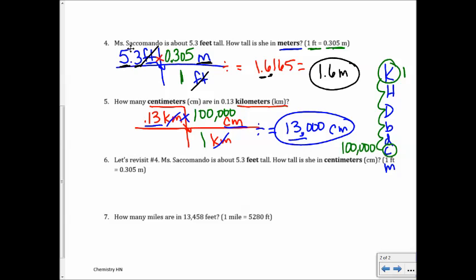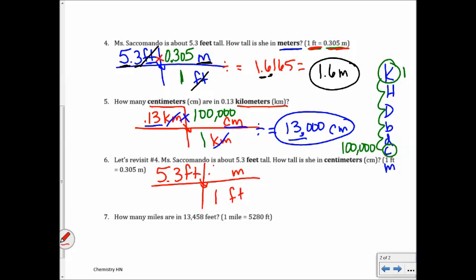Now, for number 6, I'm going to show you a different way to do number 6 where it takes 2 steps. I could have used the answer from number 4 to start number 6, but I'm not going to. Instead, I'm still going to start with my 5.3 feet tall. And we're going to do a multi-step one here instead. So I'm still going to diagonal down my feet. And I'm going to go to meters because I can go to meters. Feet to meters up here.